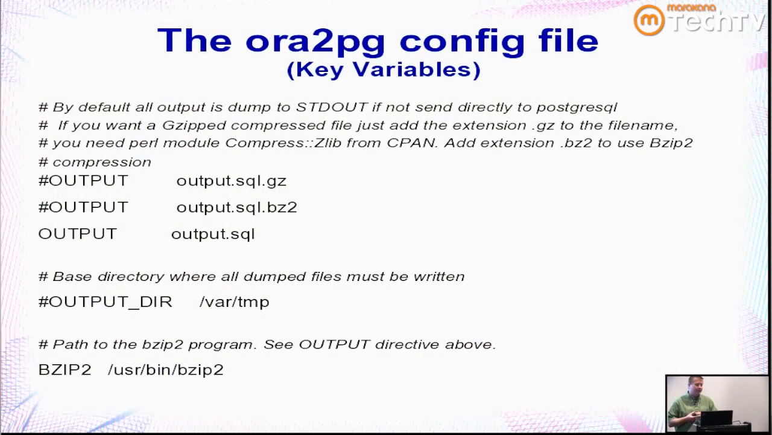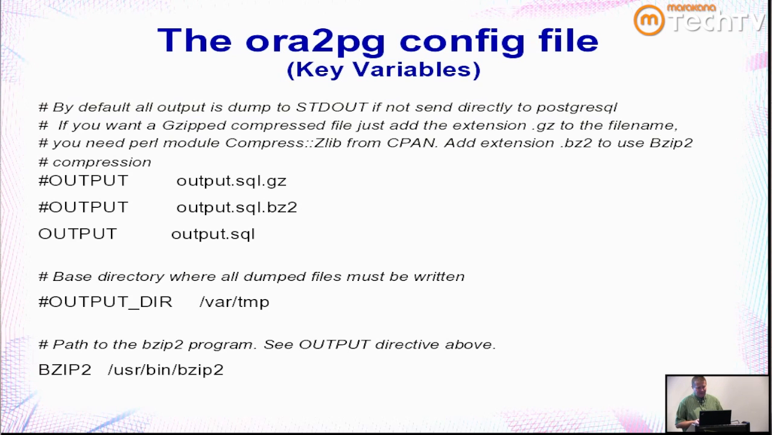There's an output parameter. By default, the output is set to output.sql, and that's the output file where it's going to want to dump all its data if you don't have the Postgres connection string variables set. If you set it to output.sql.gz, it'll automatically do a gzip. And likewise, if you set it to .bz2, it'll do a bzip2. However, you have to make sure that you have the Perl bzip2 compression package installed. By default, Perl knows how to do gzip, but it doesn't know how to do bzip2.